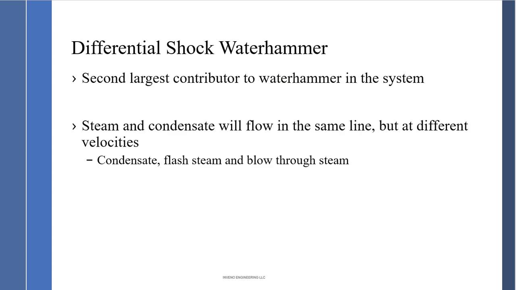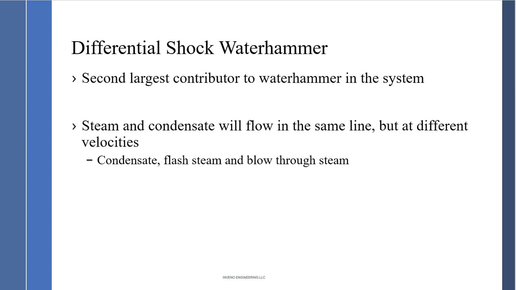Differential shock water hammer is the second largest contributor to water hammer in the system. Steam and condensate will flow in the same line but at a different velocity, and this is in the condensate line. You have condensate, flash steam, and blow-through steam from failed steam traps and bypass valves in the condensate line.